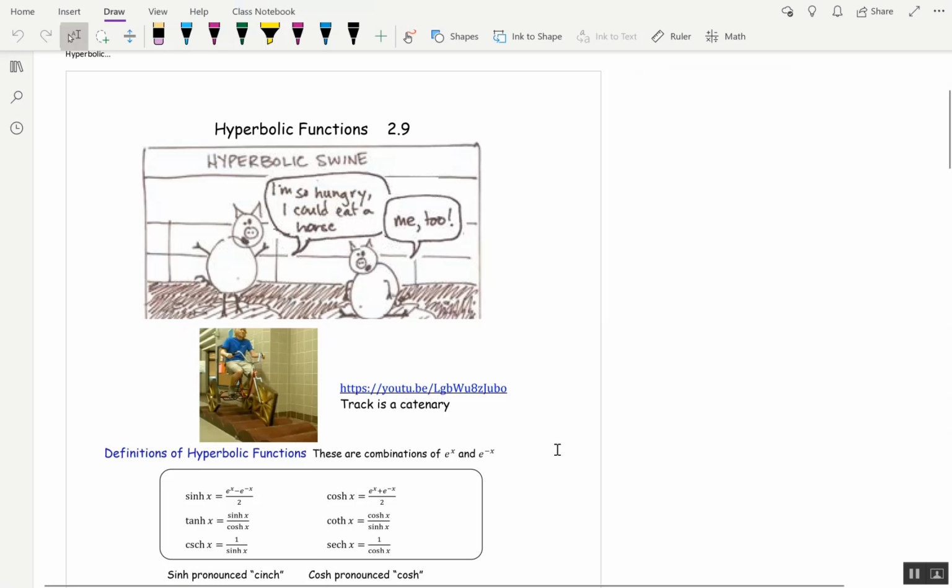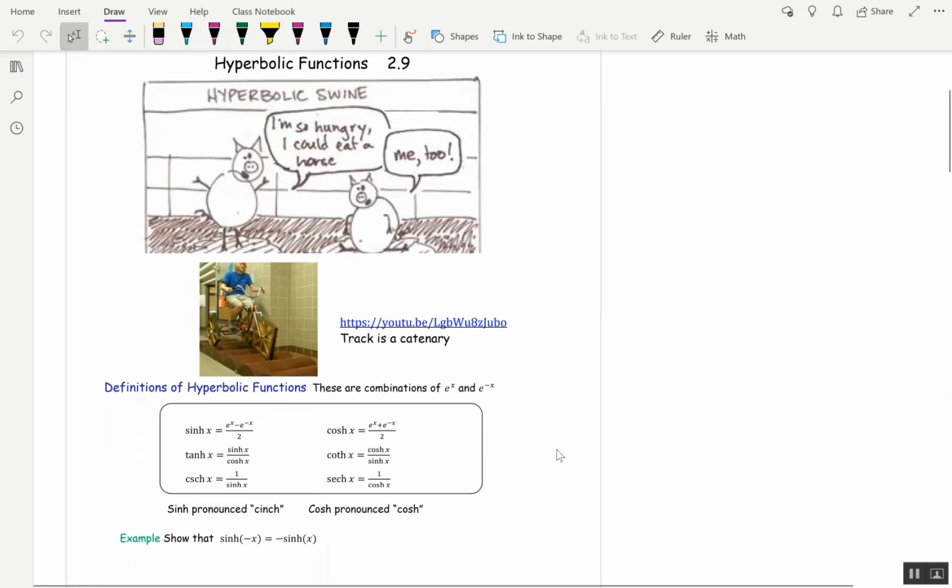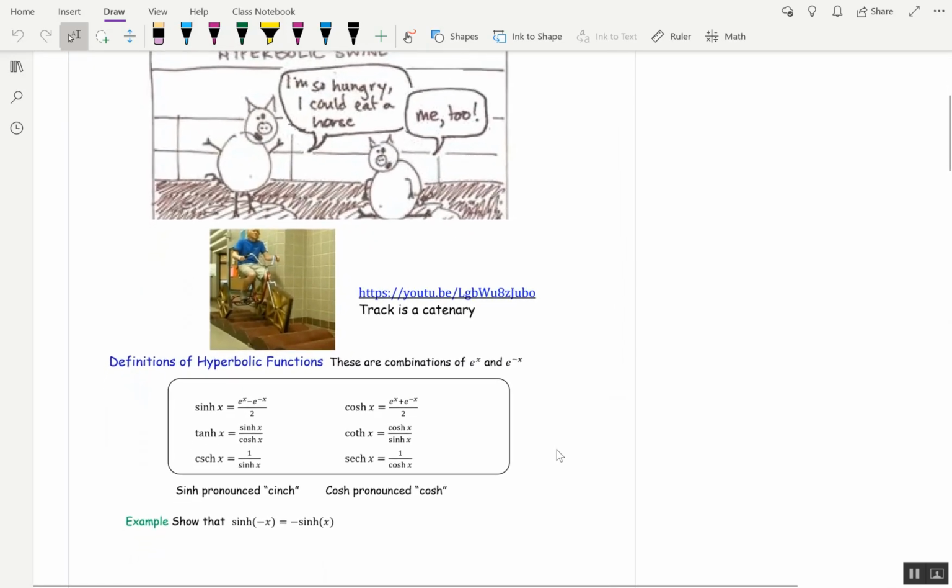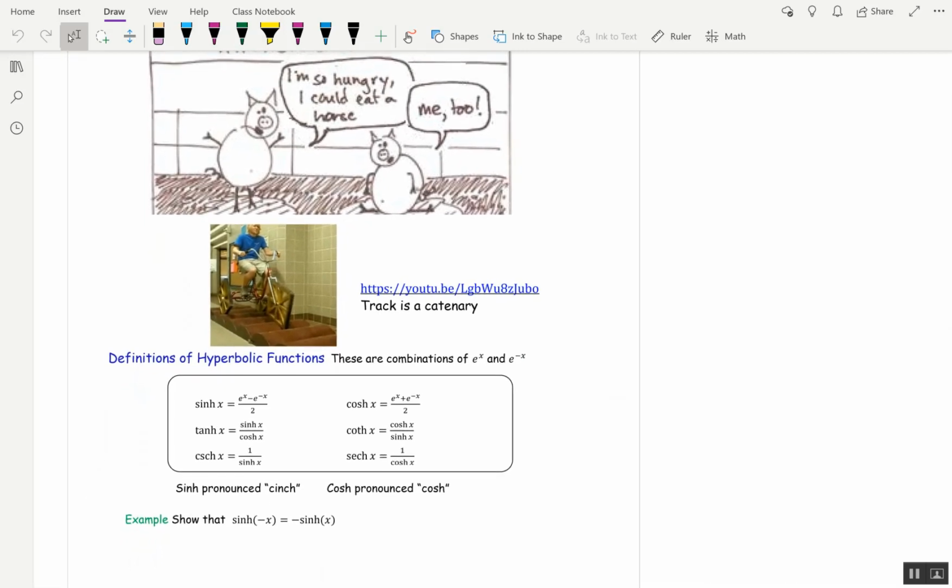So the nice thing about this section, there's nothing you need to memorize. I want you to come away from this section not being afraid of hyperbolic functions, knowing that they're just e to the x's and e to the negative x's, and that they occur in nature. So they're important functions. They have their own set of derivative rules, but they're not scary. Their name is a little scary, but they're not scary.